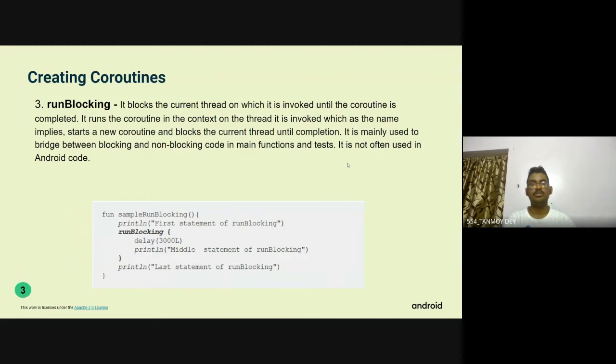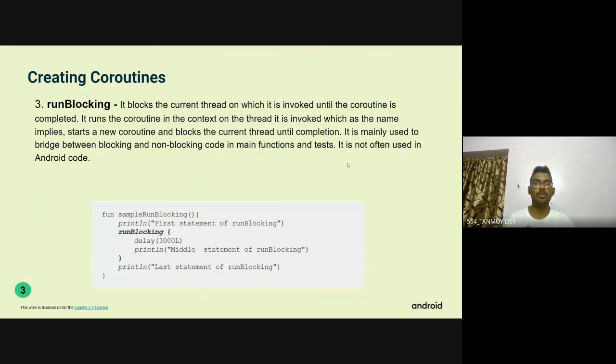Run blocking. The thing you need to know about runBlocking is that it is not normally used in Android code. Other than that, the name is pretty self-explanatory. It basically blocks the current thread on which it is being invoked until the coroutine is completed. So if a coroutine is working on a thread and a new coroutine is started, then as long as the coroutine's work is not finished, it blocks the current thread until completion.